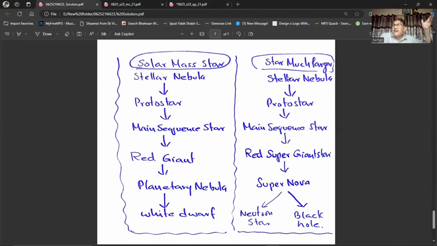For a very large star, it is stellar nebula, then protostar, then main sequence star, which we call the stable star, then it becomes a red supergiant star, then a supernova happens, then it converts into a neutron star or into a black hole. Remember this, it is very important.